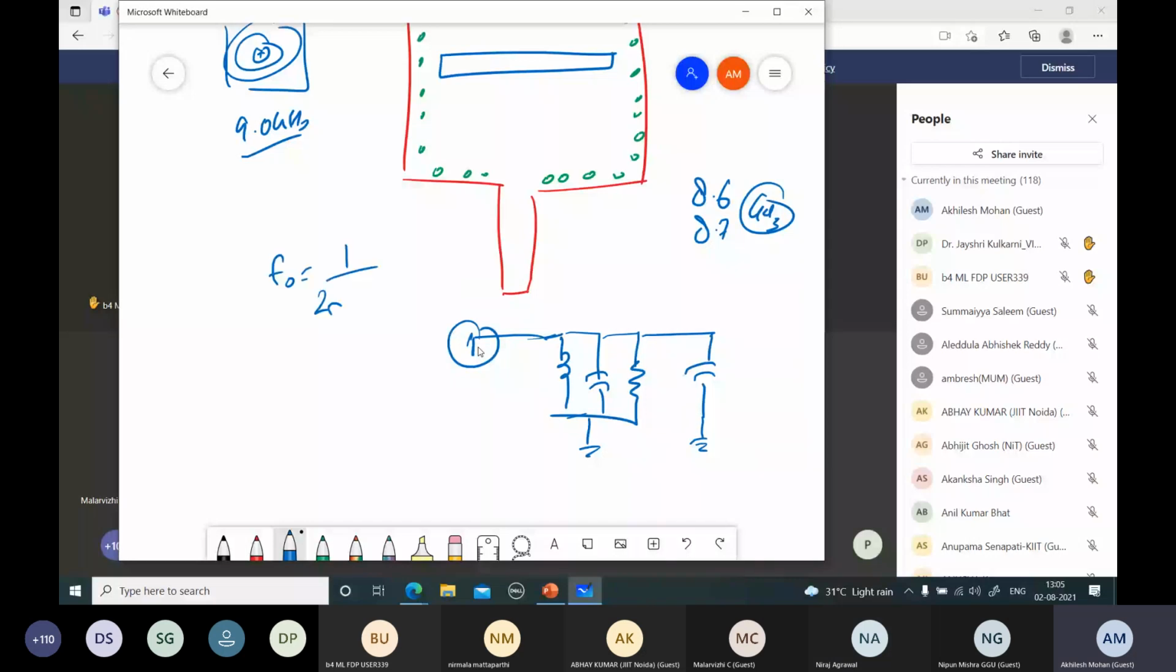There we have to decide. Again, the frequency shifting will be there. Even if you introduce a via, the frequency will be shifted, because a via will act like an inductor. Yes, sir. Anything else? Okay. Thank you, sir.